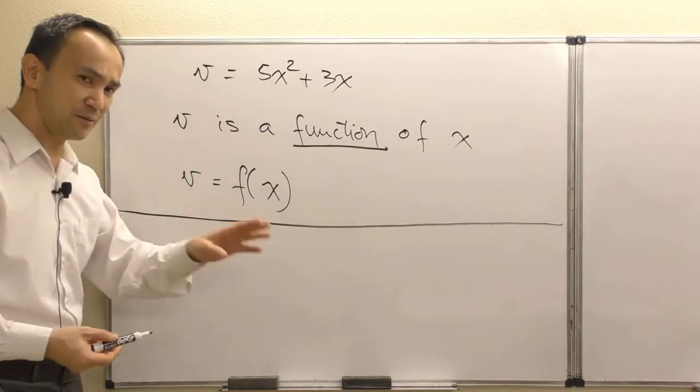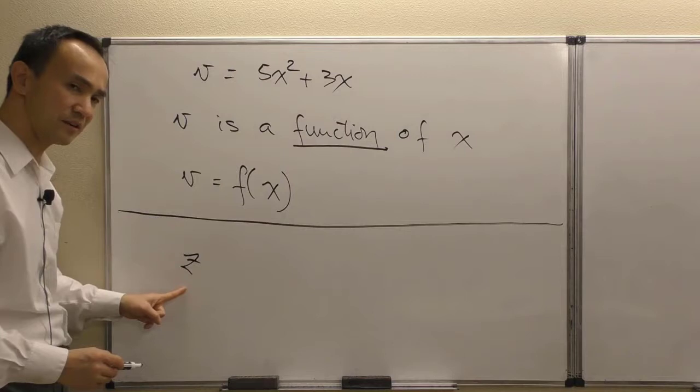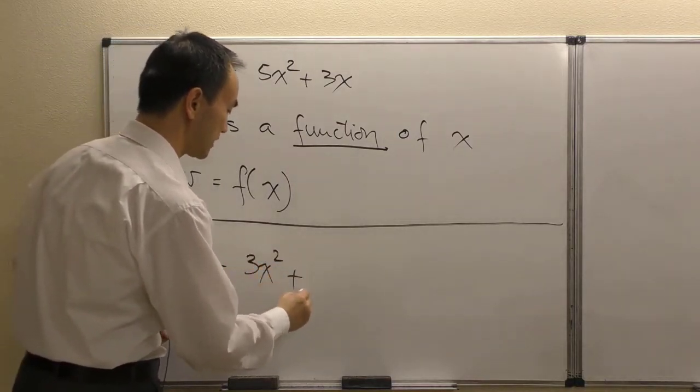Now I'm going to come up with the following. How about I call it z, the variable, equals 3x squared plus 4y.